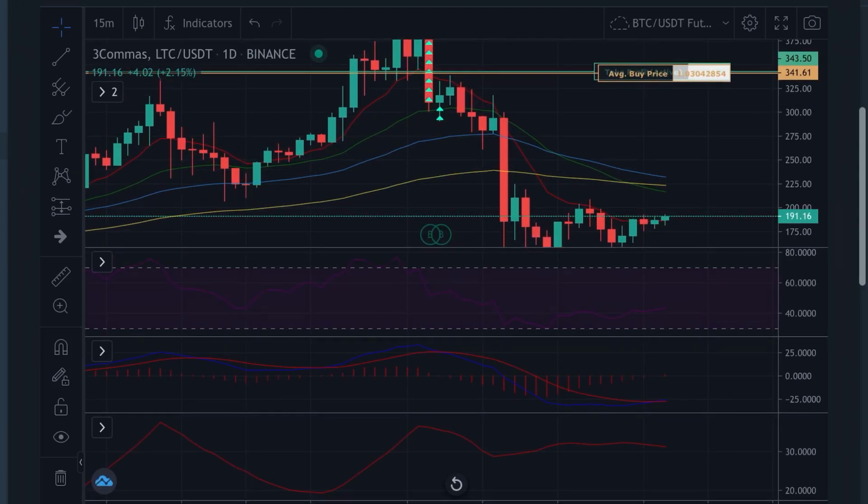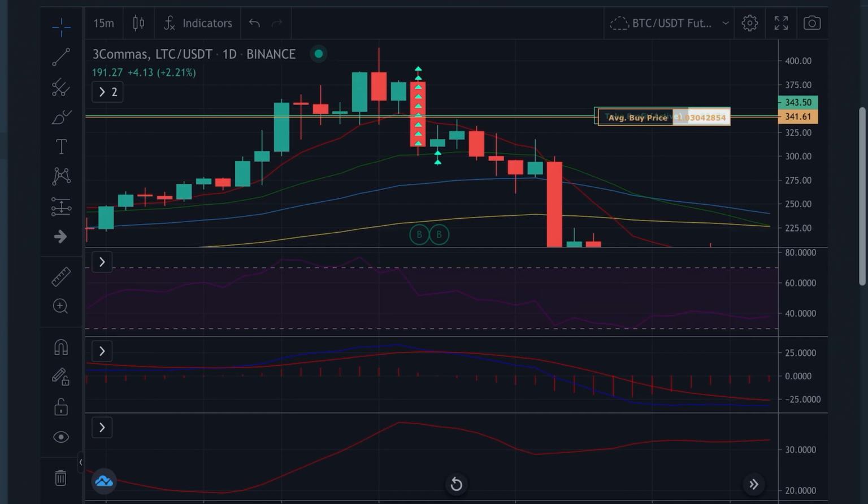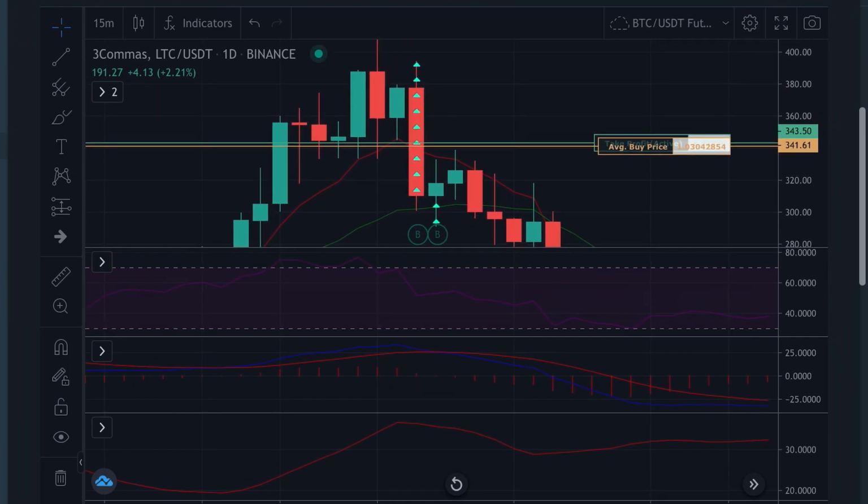As you can see, what happened here is the bots dollar cost averaged their way into this position. Each one of these green triangles was a buy order, and this is on the daily time frame. Here we bought 2 more. Price came down. This was the close of this candlestick, and this was the open. Price came down to the bottom of this wick and then came back up to the top of this wick.